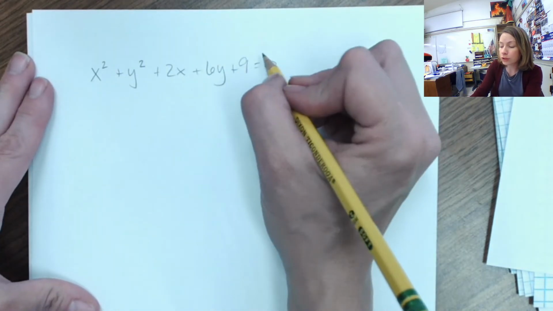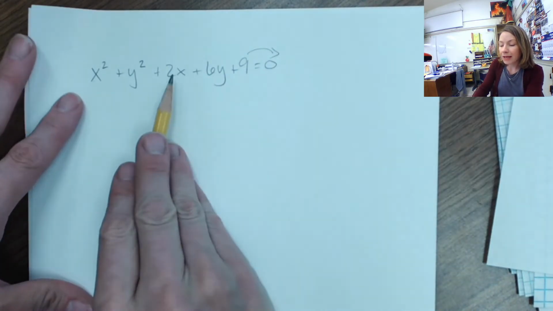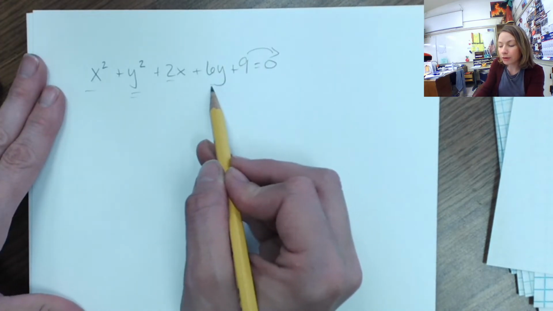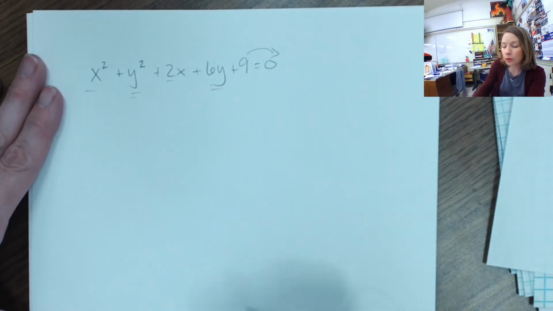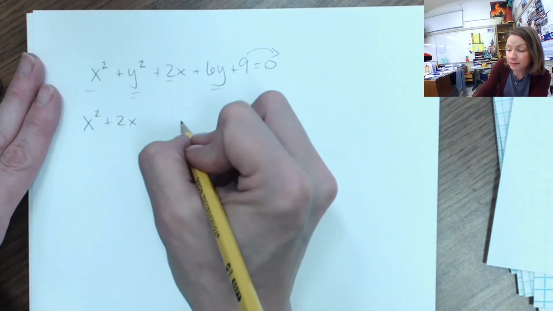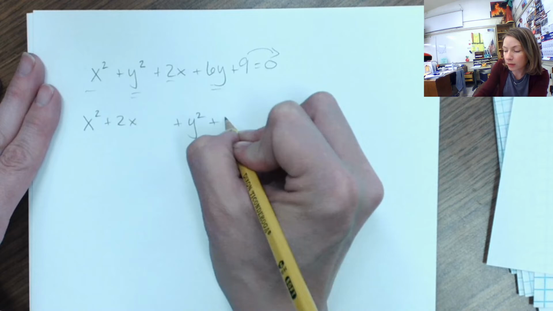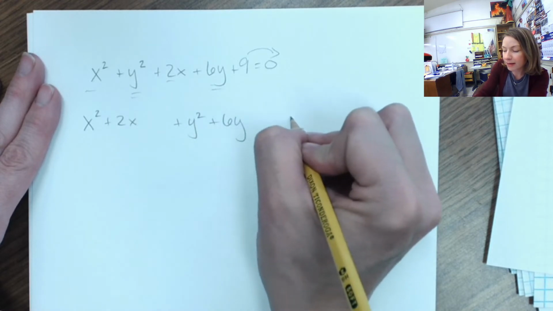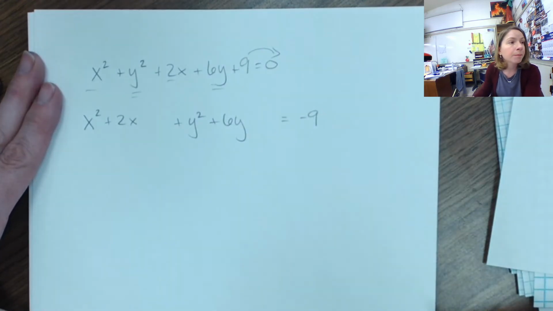So what I'm going to do first is move my 9 over to here, and then I'm going to group these together with their terms. So I'm going to rewrite this as x squared plus 2x, I'm going to leave a space, plus y squared plus 6y, I'm going to leave a space, is equal to -9.